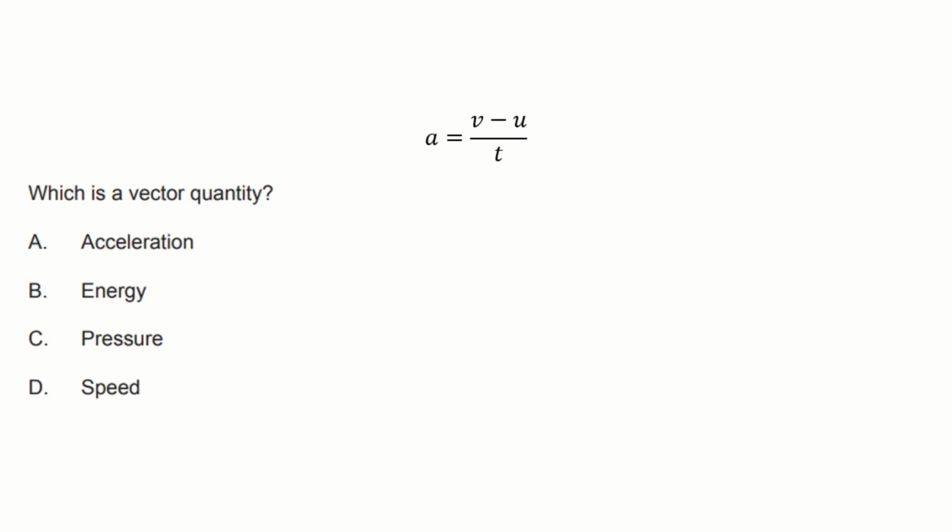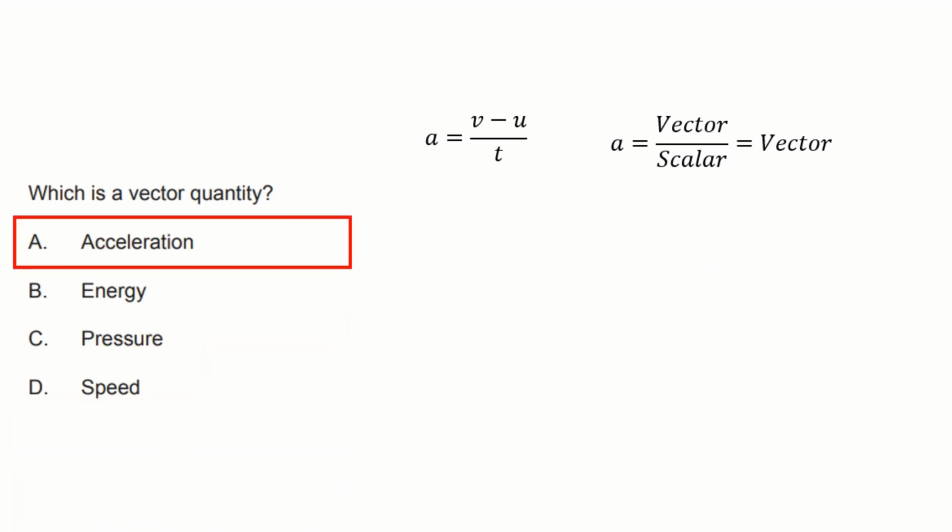Now, acceleration, you hopefully are aware that a = (v - u)/t. On the top there, we've got a vector, and that's our velocity. Okay, and we've got a scalar on the bottom, that's our time. Now, vectors have magnitude and direction, and scalars just have magnitude. And the effect of that is when we take a vector and divide it by a scalar, we get another vector. So the answer here is A.